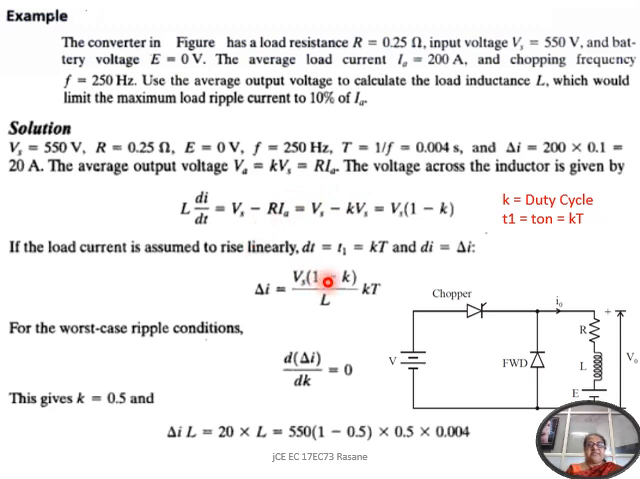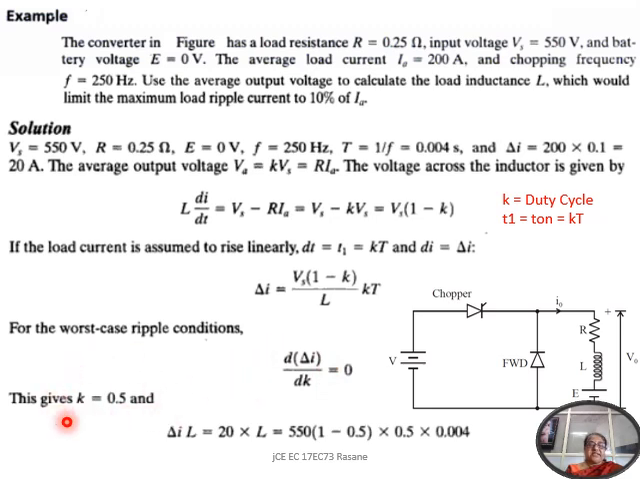So it is basically playing with this function. L into di by dt is equal to Vs into 1 minus K. So I am getting di, which is nothing but delta I, equal to Vs into 1 minus K into dt. dt means T on, that is K into T, divided by L, which is brought down. And there is a condition for the worst case ripple current: the differentiation of delta I has to be 0. With this I get the value of duty cycle as 0.5.